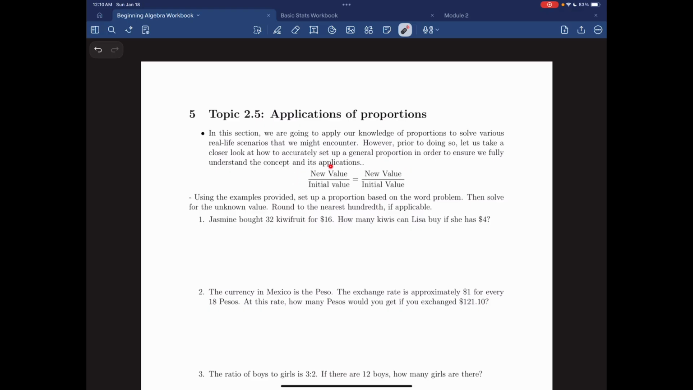Don't look too hard into this visual I have provided, because we'll work through a lot of examples in this section, word problems, so that way you can get familiar with how to set up proportions with word problems.